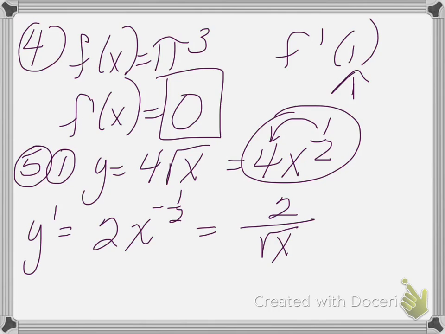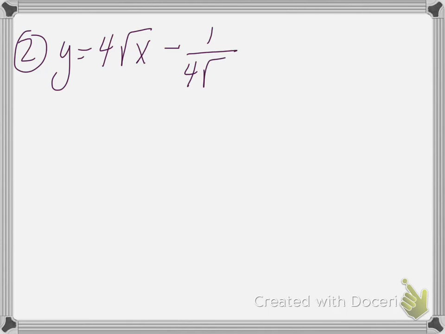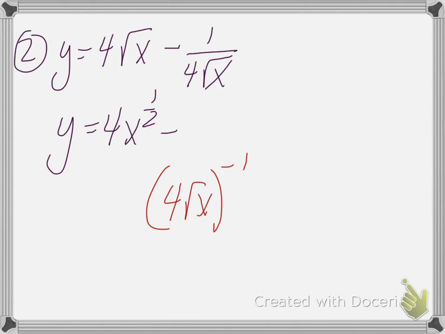Okay, so this is part 5, number 2. You have two choices here. Either the first one is, of course, going to just be 4x to the 1/2. But the second piece, you have two choices. You can either change it to 4 radical x all to the -1, and then change that radical x inside to x to the 1/2. Or you can make it 1/4 x to the 1/2. I think that's the easier one to deal with, so that's the one I'm going to show you.